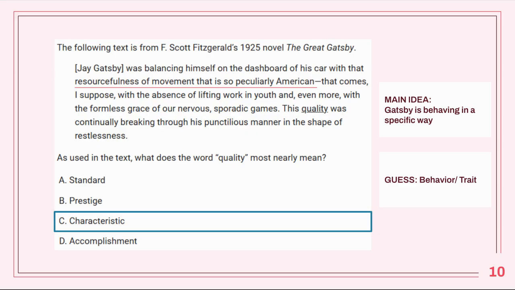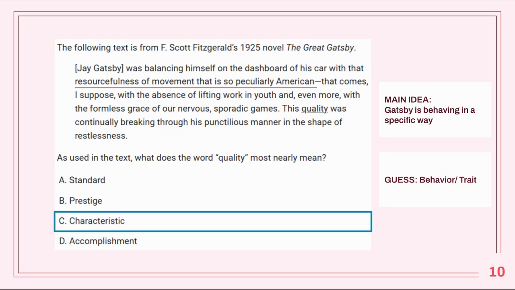A standard is like something you have to be, like beauty standards, how beautiful you have to be. But we don't know if this resourcefulness of movement, how he's behaving himself, is the standard for the type of man he is. So I'm not sure standard is going to be the best one. By standard, quality usually means how good something is. So maybe that's what I mean by standard, but I don't think that's what it means in this situation.